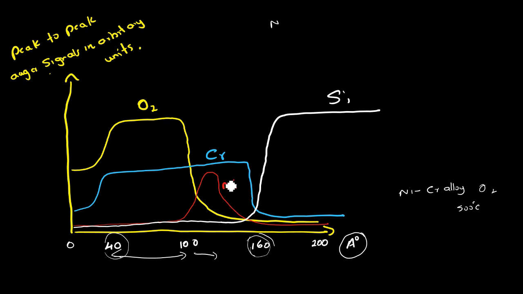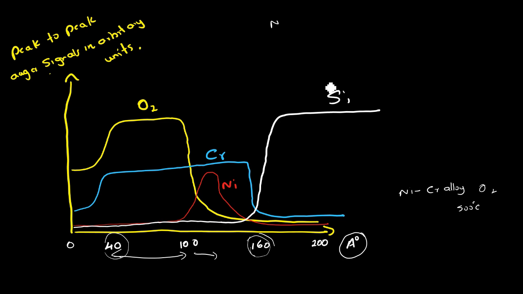When you look at the nickel, there's a small nickel peak here, right? Because at first, in the few layers from 0 to 100, there is no nickel. The nickel concentration is very low. But after 100 to, let's say, 150, there's a high concentration of nickel. That's why there's a nickel peak here.